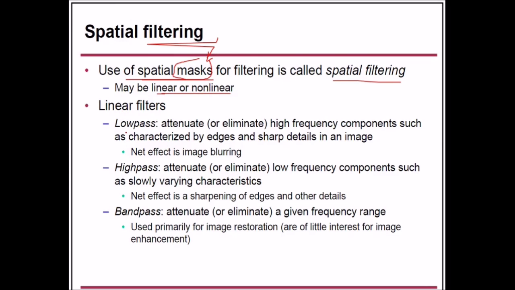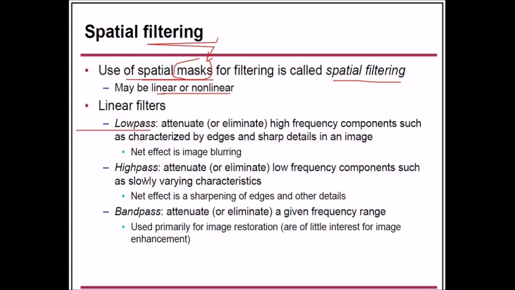First of all, there is the low pass filter. That means it attenuates or eliminates high frequency components, such as those characterized by the edges and sharp details in an image. So low pass is actually allowing the low frequencies to pass. The net effect is image blurring.